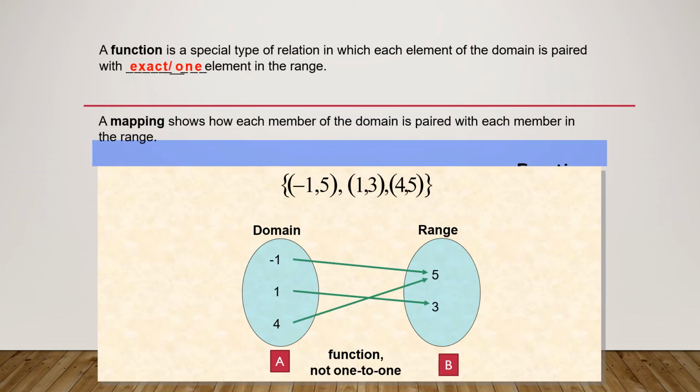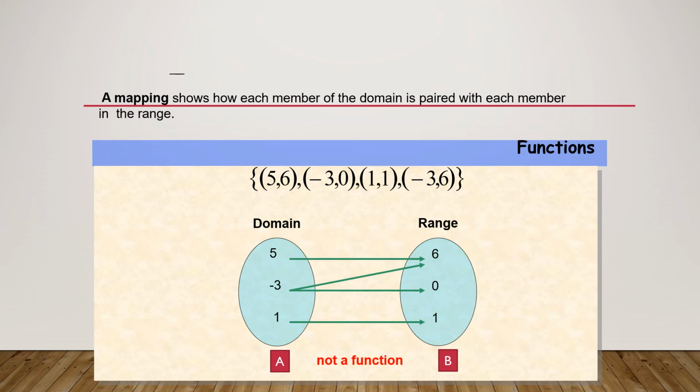So see here, domain elements are minus 1, 1 and 4. Range elements are 5 and 3. Minus 1 and 4 are mapped to 5 and 1 is mapping to 3. Now here obviously many to one relation, two elements of set A have an image on one element of set B. So this is the example of many to one relation and it can be a function.